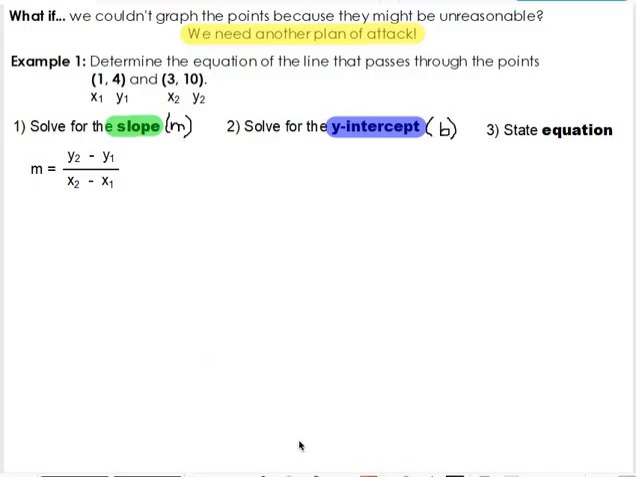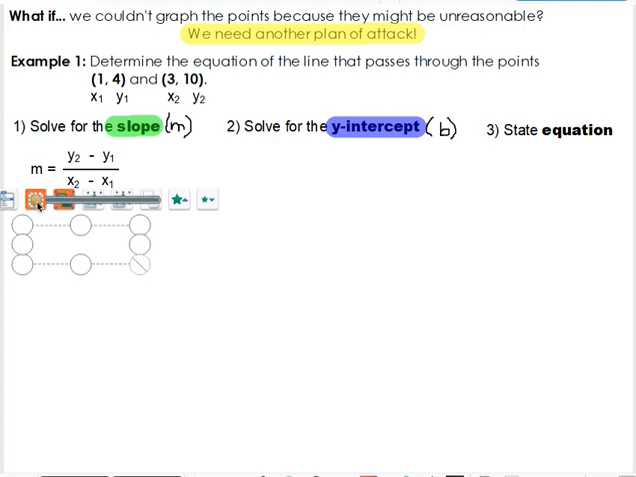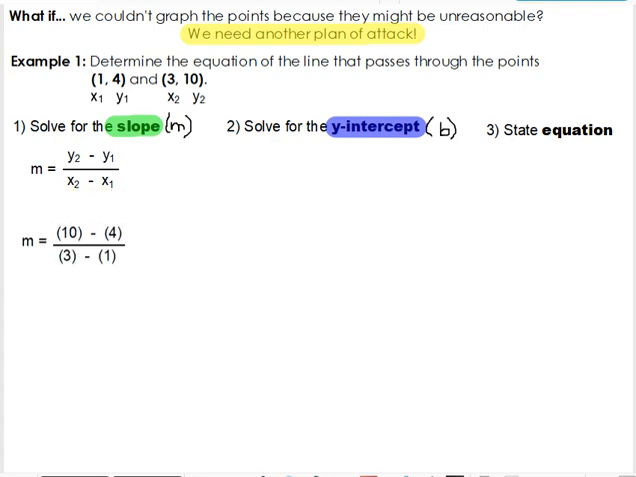We'll use this in our slope formula. So m is going to equal y2, which is 10, take away y1, which is 4. So we'll write it like this: 10 minus 4 divided by x2, which is 3, minus x1, which is 1. So we'll set that up.